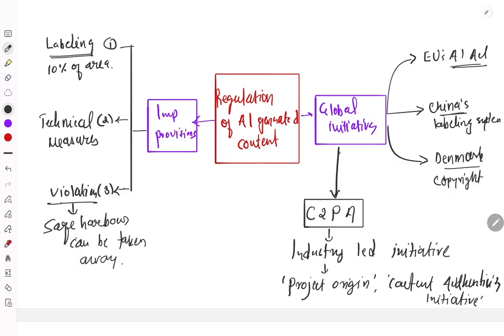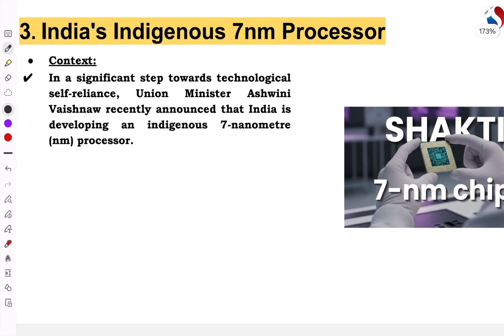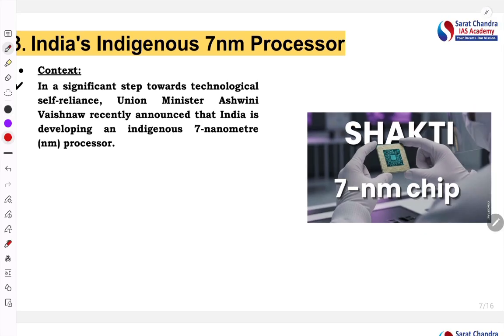Okay, so this was the article related to the regulation of artificial intelligence. There are important provisions through the amendment of IT Rules, where labeling, these technical measures and, if there is a violation, the penalty, all these things have been covered. Let's go to the next article, which is related to India's indigenous 7 nanometer processor. See, let's understand the background first.